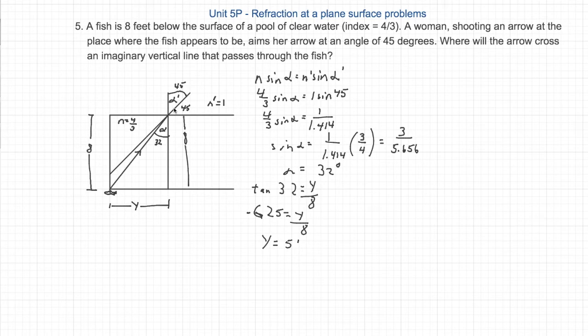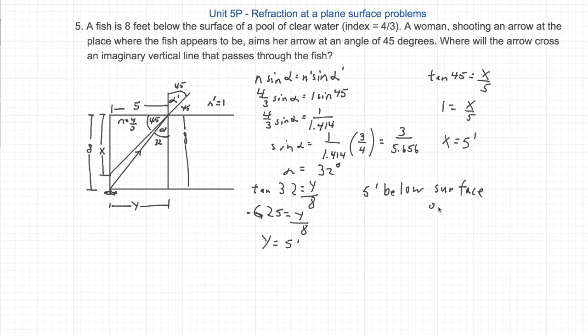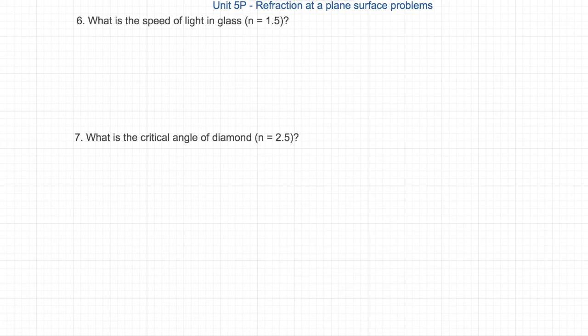Now, the distance to the imaginary fish is x. This angle is 45 degrees. It's a vertical angle to the other 45-degree angle, so we can calculate x by tan 45 equals x over 5. Tan of 45 is 1, therefore x is 5 feet. So the apparent fish is 5 feet below the surface, or 3 feet above the actual fish. So a good rule of thumb when you're catching a fish is to aim lower.